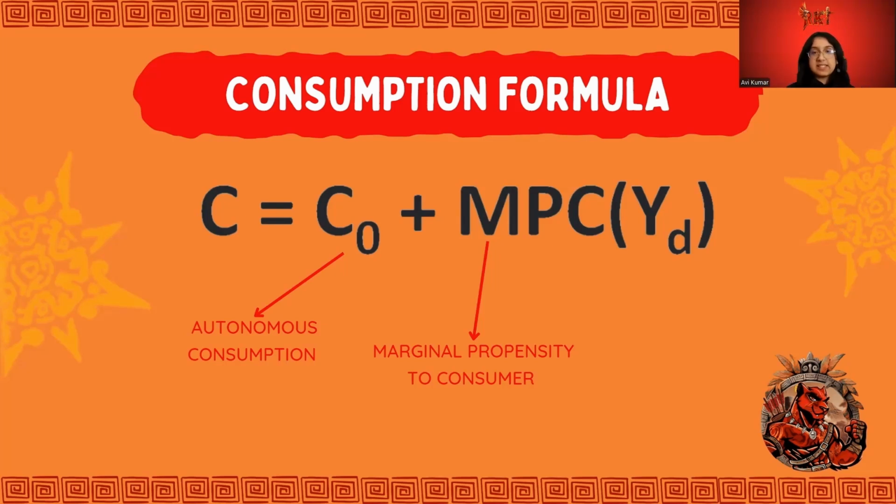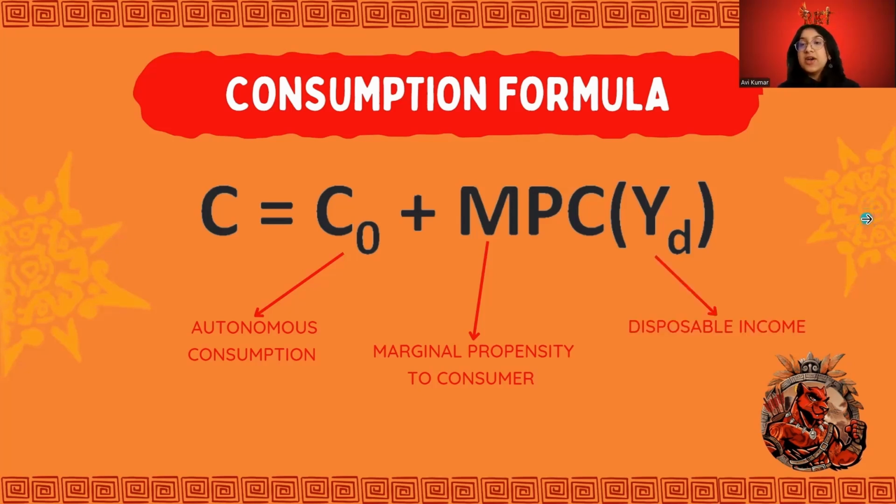So let's look at this with an example. Let's say I made one extra dollar and I spend 0.8 of it. So I spend 80 cents on my consumption. That means my marginal propensity to consume is 0.8, because for every dollar, I spend 80 cents on my consumption.